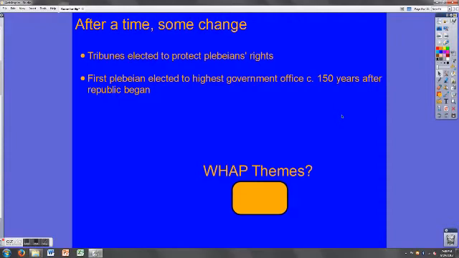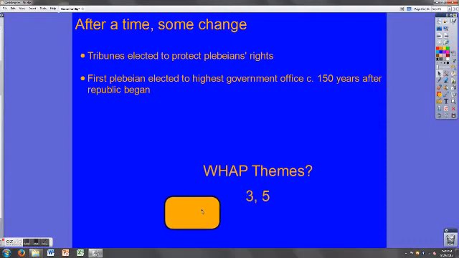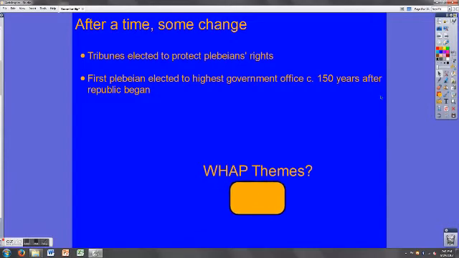It is necessary, though, to say that after some time, some things got a little bit better for the plebeians. They had these folks called tribunes, which is a vocab term from your textbook, that were elected to protect their rights, and eventually, about 150 years after the formation of the Republic, they get one of their own elected to the office of consul, which was the highest government office. So things got a little bit better, but still they weren't considered equal to the Roman elite. Hey look, same themes again and again. Are we seeing a trend? Hope so.